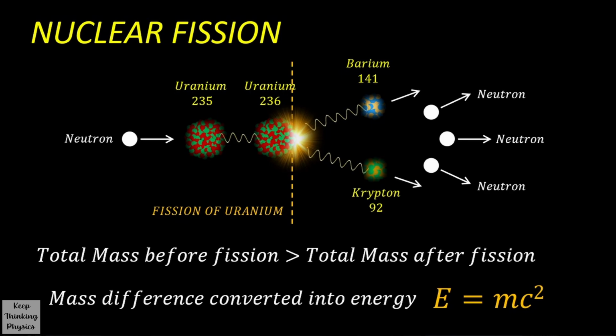Where the mass difference in nuclear fission comes from is complicated and has to do with how the nucleus is held together, what's called the binding energy, but we won't go into that here.